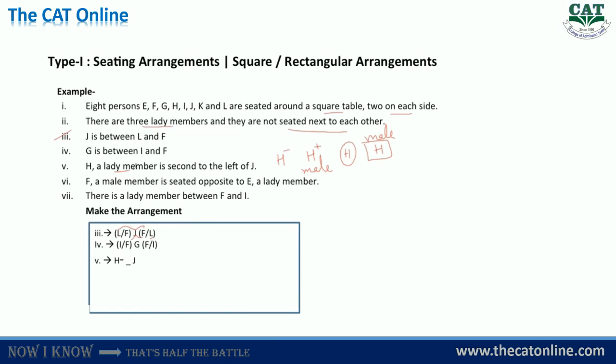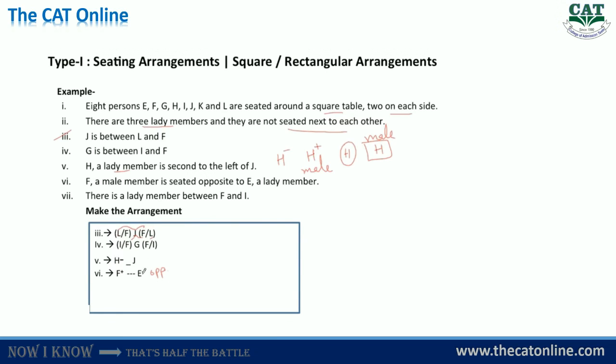So this H, a lady member, is second to the left of J. So wherever J is sitting, second to his left is H, a lady member. This is an empty space which will be filled by any of the other members. Sixth says F, a male member, so we know the gender of F also. F is seated opposite E, a lady member. So these are not three places, but a straight line, where F and E are opposite to each other.